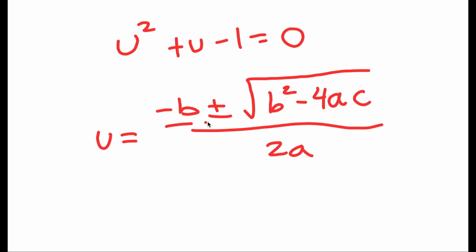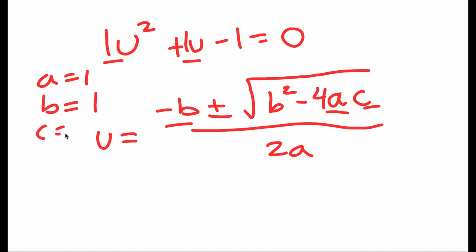Now, if you're wondering what b, a, and c are, they're simply the coefficients of these terms right here. So a is going to be 1. It's the coefficient of u squared. B is also going to be 1. It's the coefficient of u. And then c is going to be negative 1.